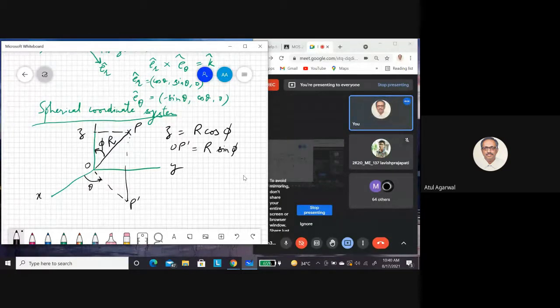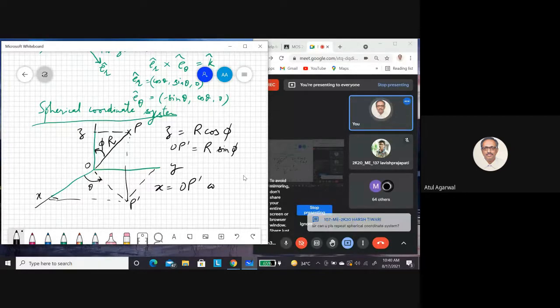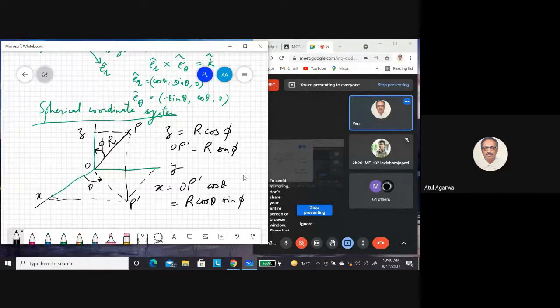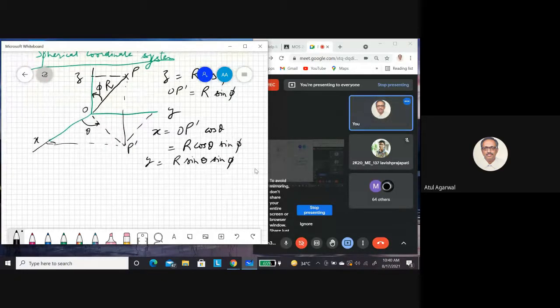Now you know this length OP prime. Again, you have to find x coordinate and y coordinate. You draw parallel to xy axis. What will be your x coordinate? OP prime cos theta. So you'll get r cos theta sine phi. What will be your y coordinate? Basically, that will be OP prime sine theta. So r sine theta sine phi. So this way, once you know your point P, you can define in terms of three coordinates r, theta, phi.